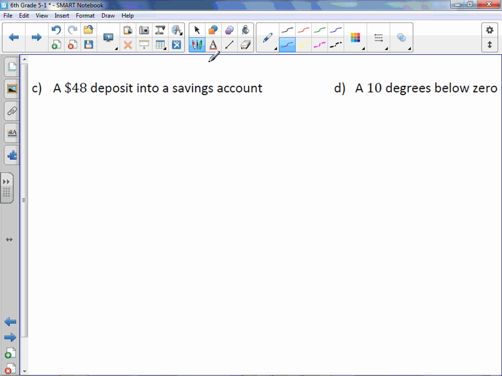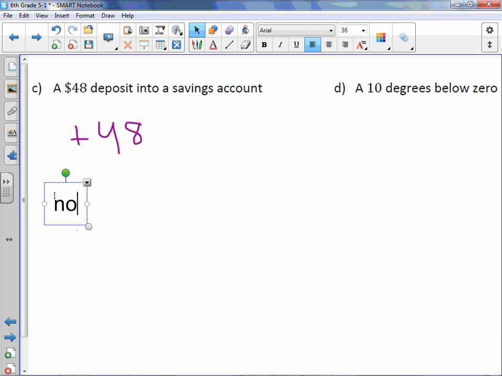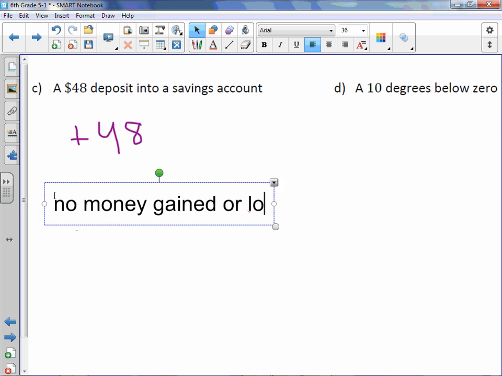Letter C, a $48 deposit into a savings account. That would represent a +48. 0 money deposited would represent no money gained or lost.